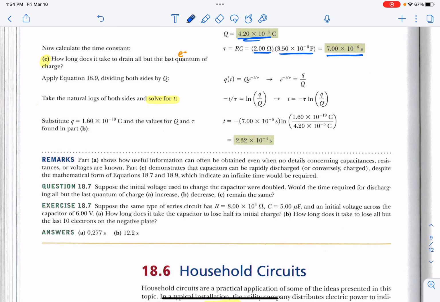And then this last part of the problem, it looks like we're trying to find how long it takes to drain all but the last quantum, remember, chunks of charge. And we've solved it for t, and now we can put my t into the equation here to find my, remember we're going backwards. Instead of Euler's constant e, that's a natural log, and this is the seconds that we get.